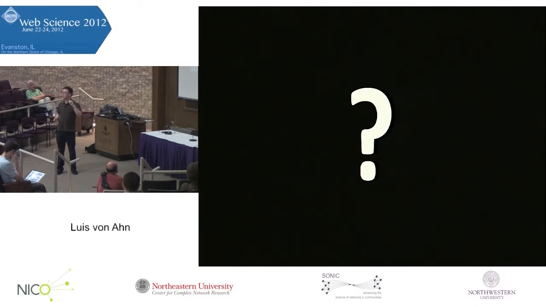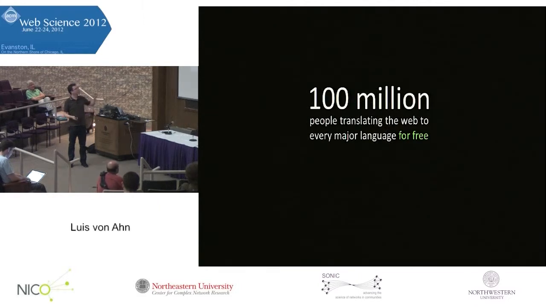The one that I'm working on right now is a project we just launched this week. It's called Duolingo. We started about 2.5 years ago with the following question. How can we get 100 million people translating the web into every major language for free? Okay, so there's a lot of things to say about this question. First of all, translating the web.